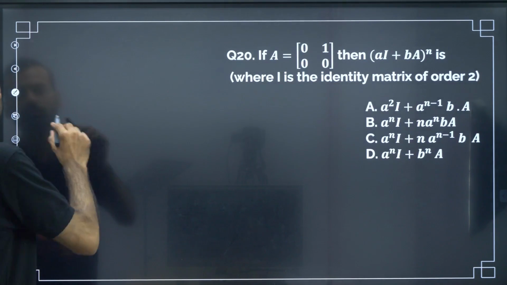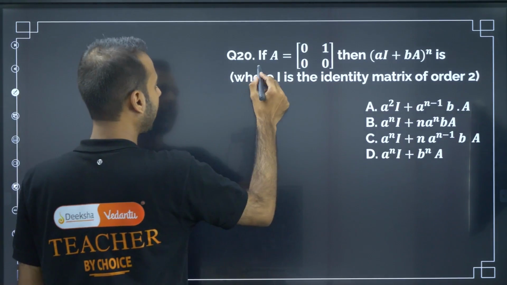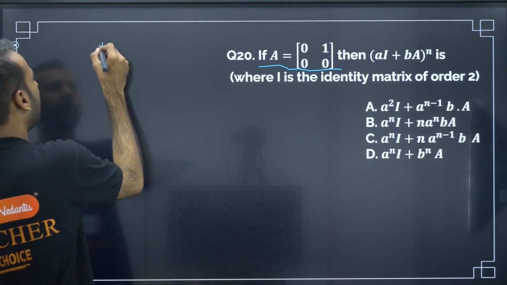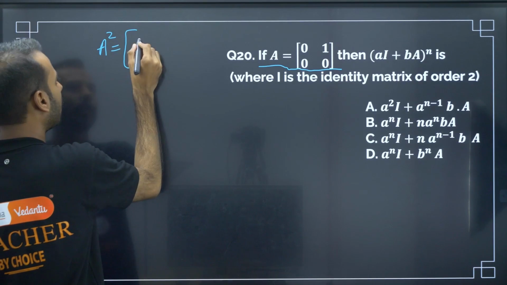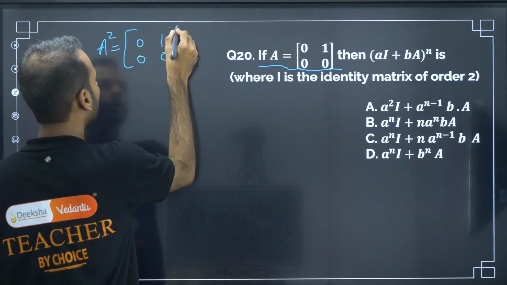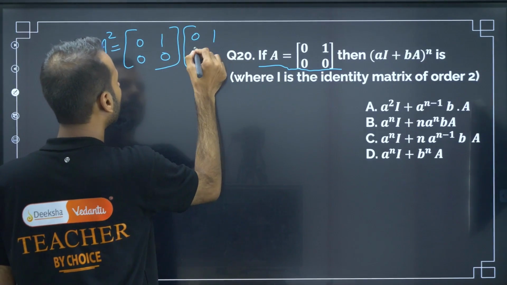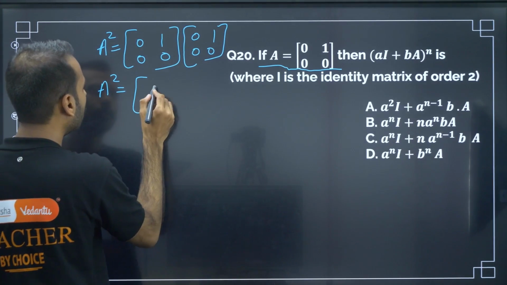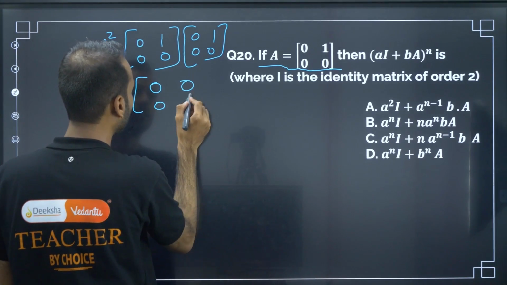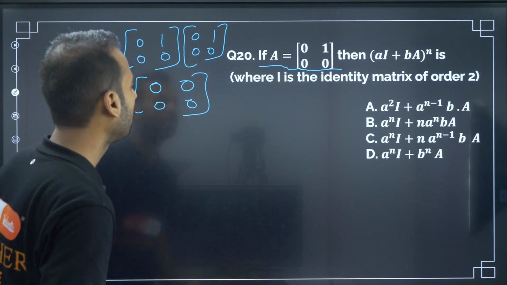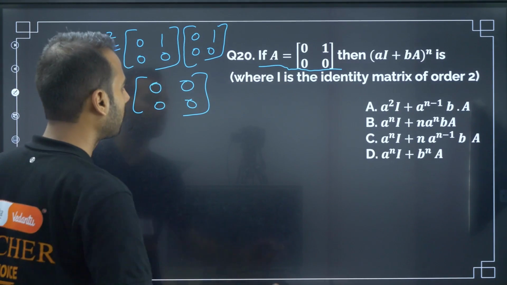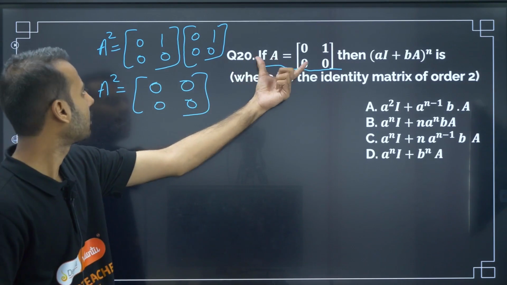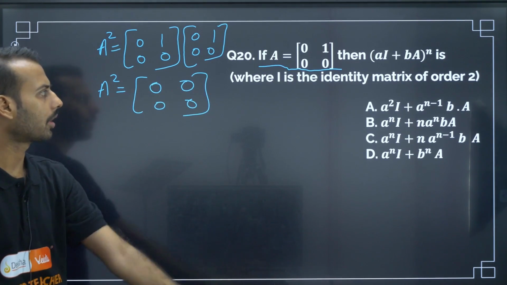If A is equal to the data they have given, then A square. If I find A square, what is A square here? [0 1; 0 0] times [0 1; 0 0], so A square is equal to [0 0; 0 0]. Then they're asking to find which option is correct. So how to approach this? A is equal to this they have given. From here, A square is equal to this I can make out.